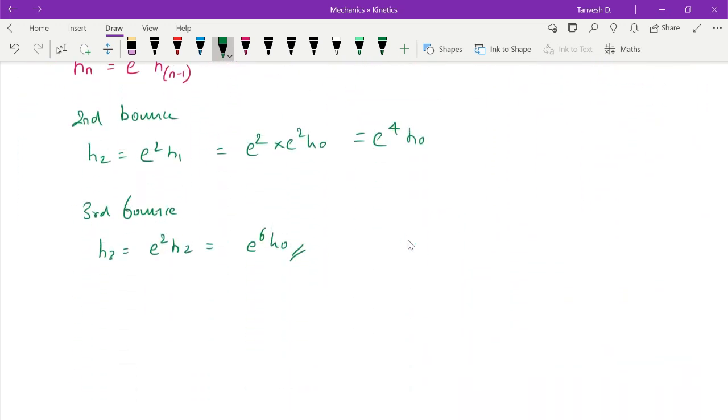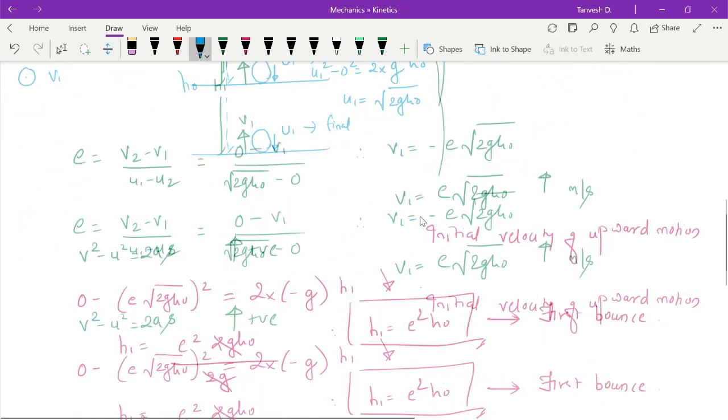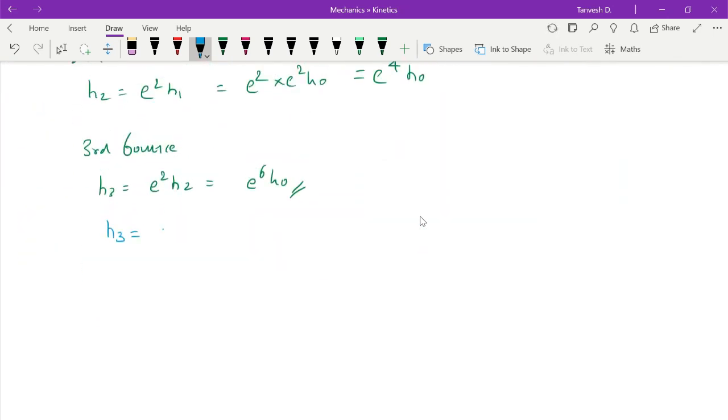So h3, when it is dropped from a height of 2 meters, e is 0.8, so 0.8 raised to 6 into 2, which is equal to 0.5243 meters. Okay, let us solve the next numerical.